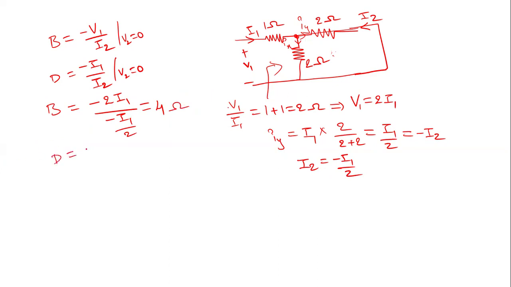Coming to D, it is minus I1 by I2. So we have the relation between I1 and I2. Minus I1 by I2 can be written as 2. There are no units. This is transfer current ratio.